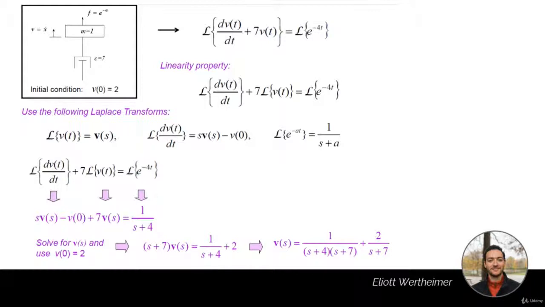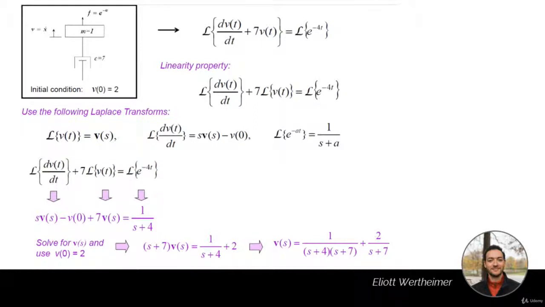So applying these Laplace transforms, we can rewrite the equation as s V(s) minus the velocity at the initial condition of t equals 0, plus 7 times V(s), is equal to 1 over s plus 4. So we solve for V of s. We solve for the velocity and we actually use v0 equals 2. That's the given that we have to solve that equation.